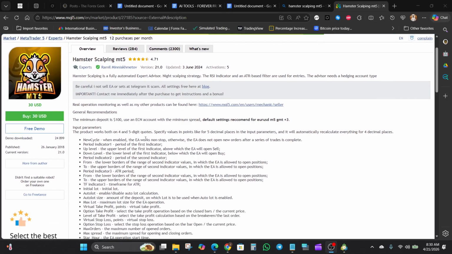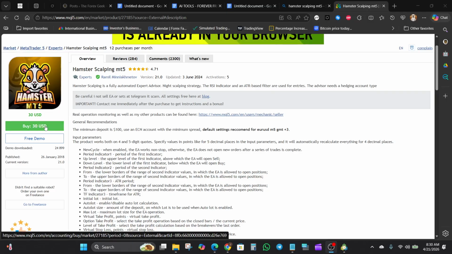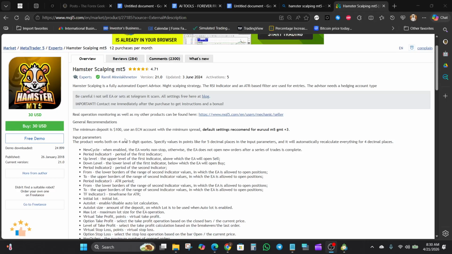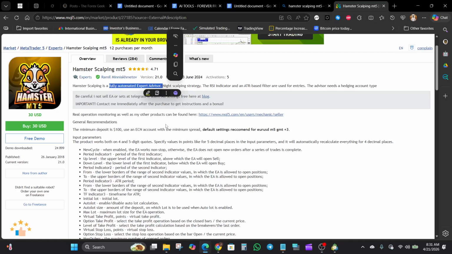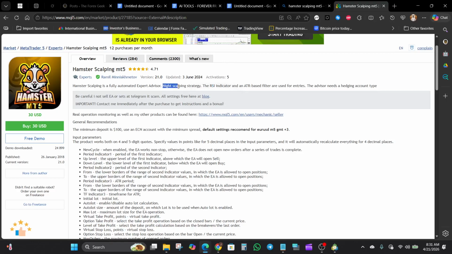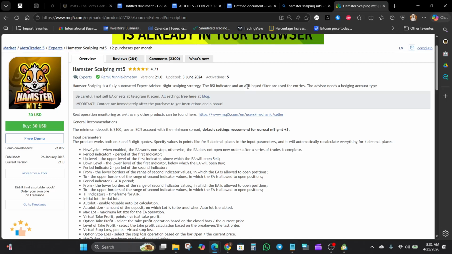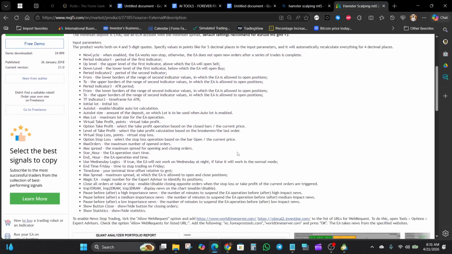So, this EA is called Hamster Scalping and it is currently priced at 30 US dollars, which makes it one of the more affordable EAs on the marketplace, right? From the description, we can see that it's a fully automated expert advisor, and it uses a night scalping strategy. All right, and it is primarily designed to trade pairs like the Euro USD on lower time frames, specifically around M5.